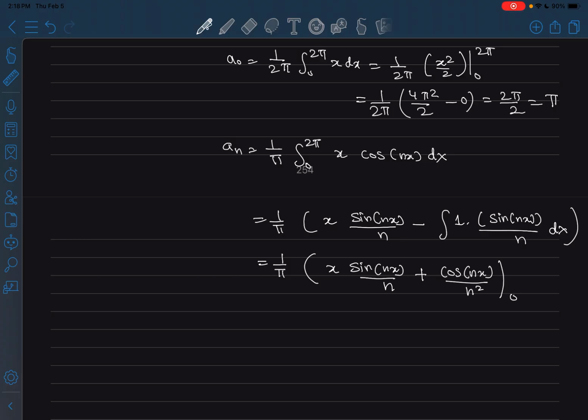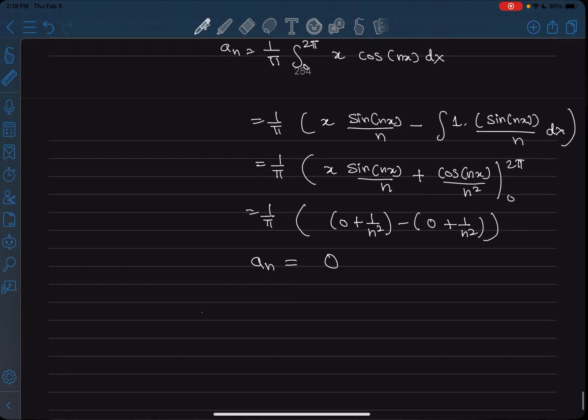Now from 0 to 2 pi, right? So 1 over pi. This is just 0 because sine 2 pi n is 0. And what is cos 2 pi n? That's 1, so 1 over n square. And then again, minus, that should be 0, and this should be 1 over n square. So the 1 over n square terms cancel out. So this becomes 0, right? So a sub n is 0 for all n.